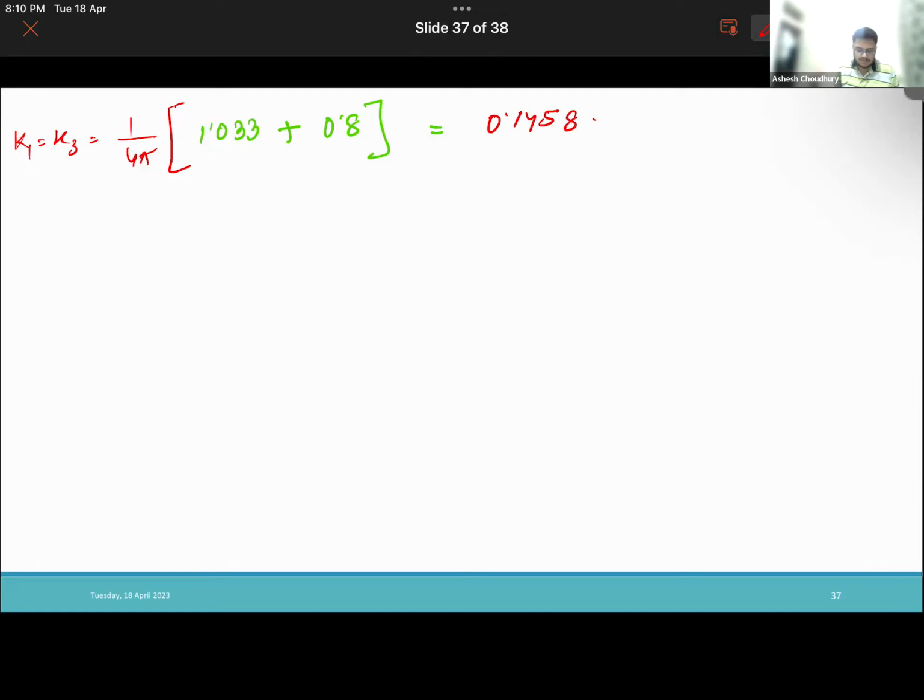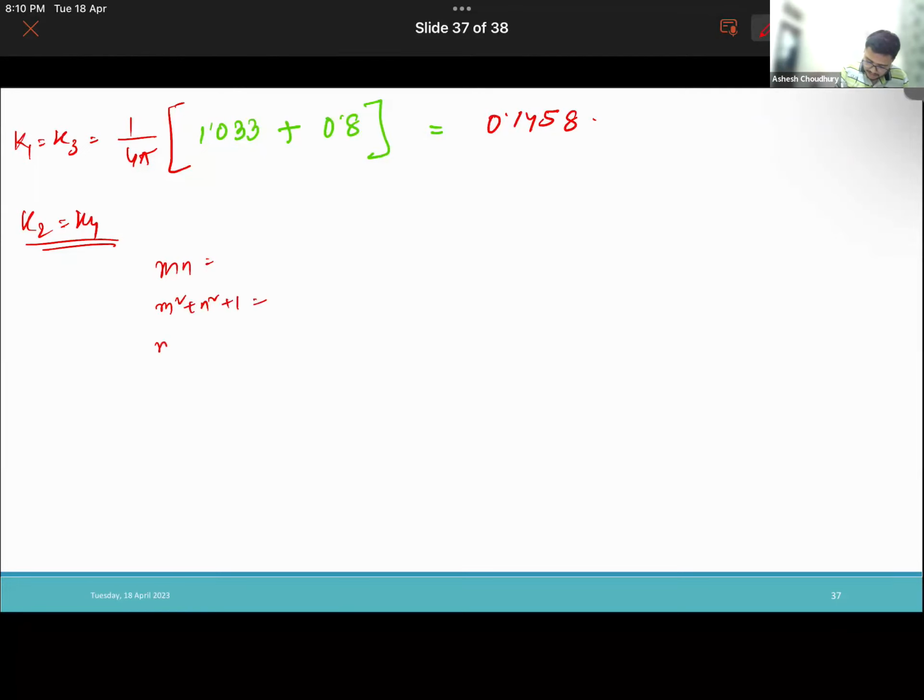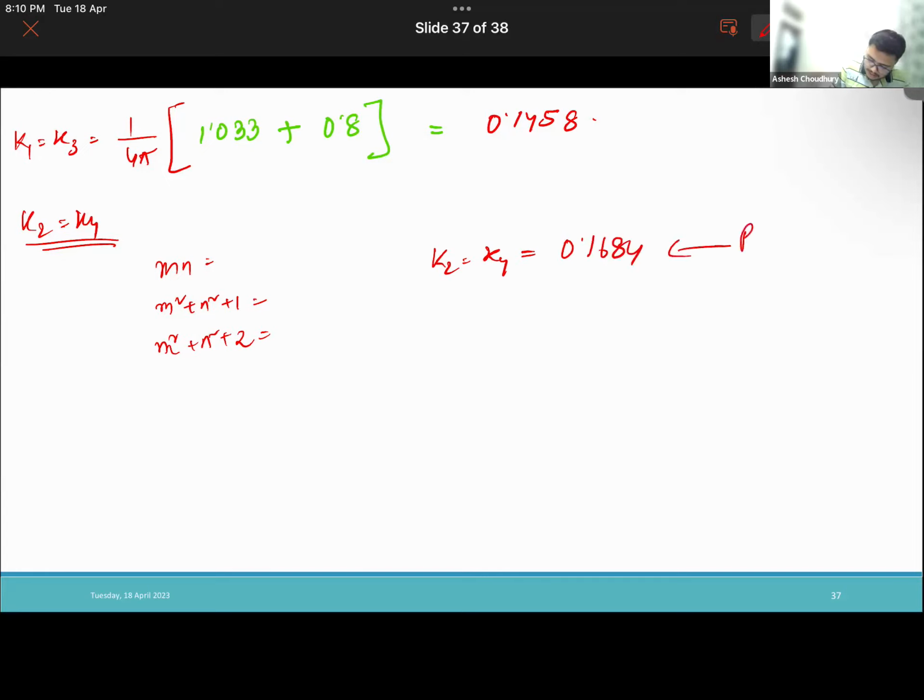0.1458. Okay. Similarly, this K2 and K4, that also we can find out. For that you can find out again mn, then m square n square plus 1, m square n square plus 2. All these things you can find out. And then again, if you calculate, you will get that your K2 equal to K4 is coming as 0.1684. Okay, please check this one. Please check if you're getting this.